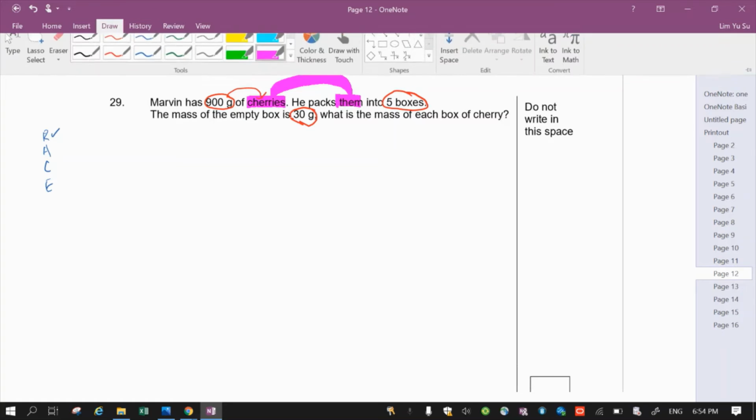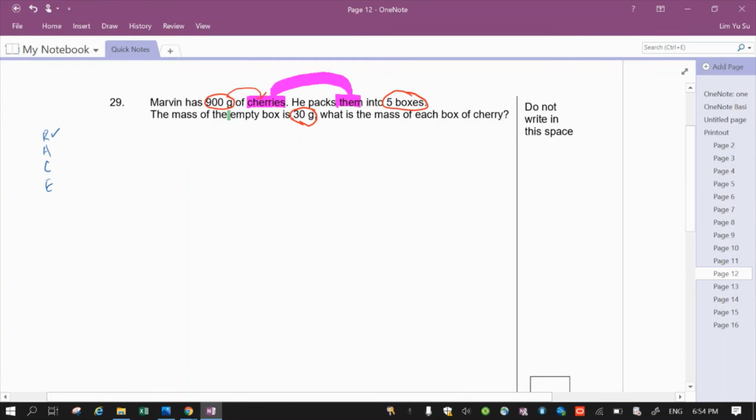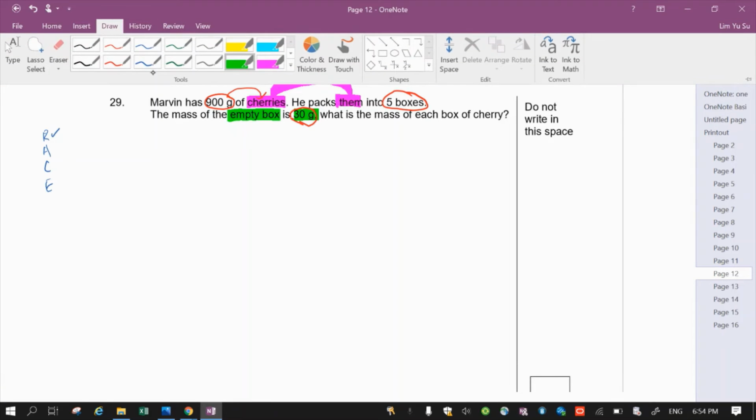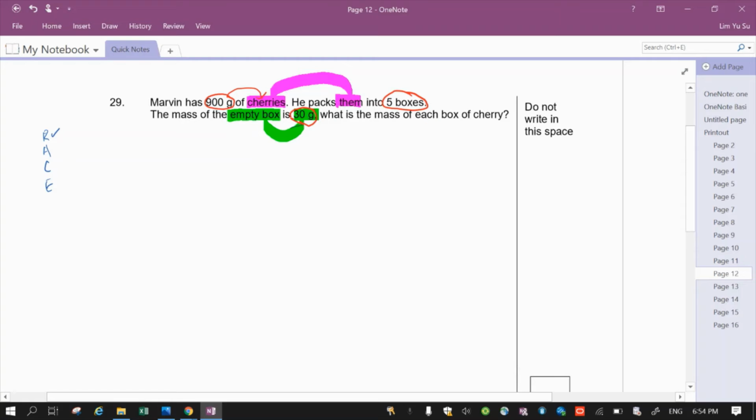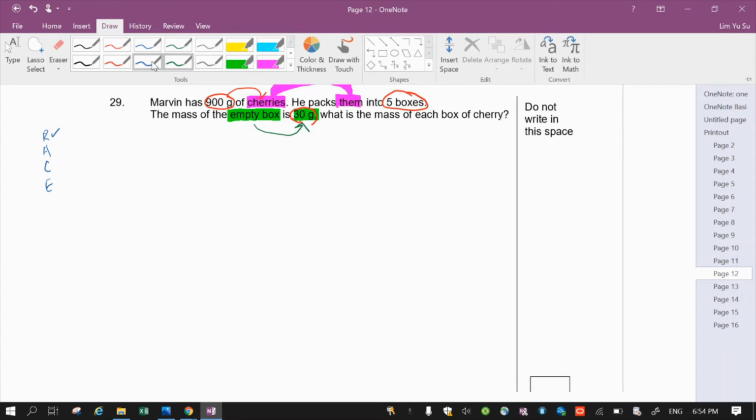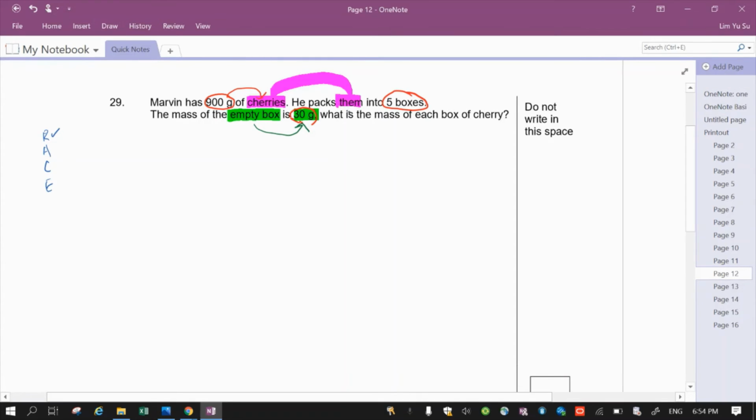And then the next part here, the empty box is 30 grams. So you are able to connect the keywords to the word that is representing, in this case, the empty box. And then here goes what's the mass, which is the confusing part. What is the mass of each box of cherry?